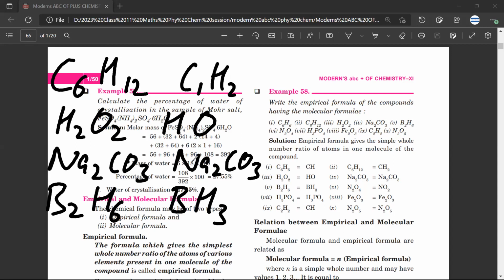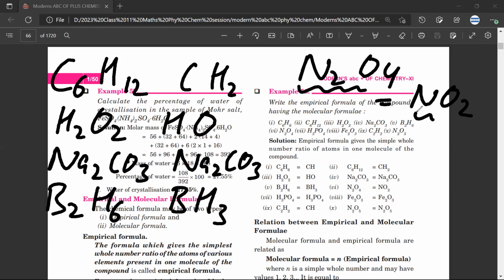This one is not written. It is understood that this is 1. So N2O4, the ratio is 1:2. So this is the empirical formula, and this is the molecular formula. But then there would be compounds like H3PO4. Here the molecular and the empirical formula are the same.